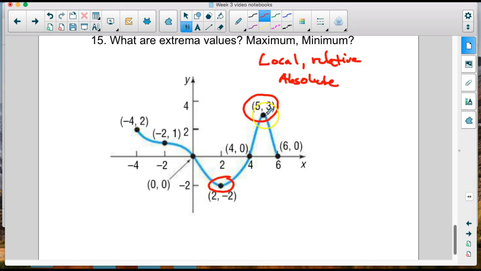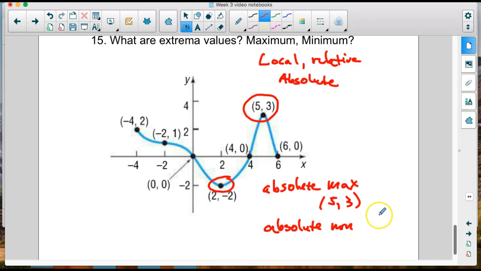Those would be the absolute maximum and minimum values. So the absolute max would be 5, 3, and the absolute minimum is 2, -2.